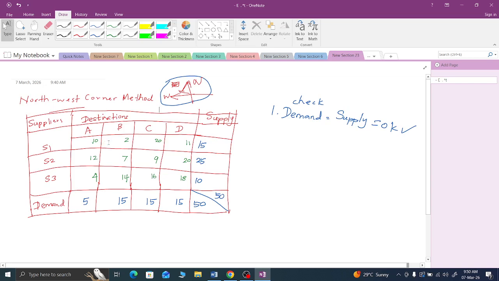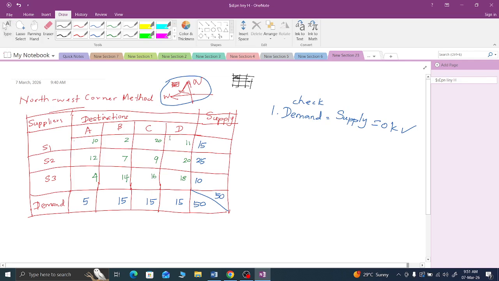So for the northwest corner method, here you can see, normally the northwest corner is the upper-left one, this one. So the northwest corner of this table is this one, right? Northwest corner most table point is this one. So that is where I am giving the allocation. Maximum allocation I have to give here. So how to give here?